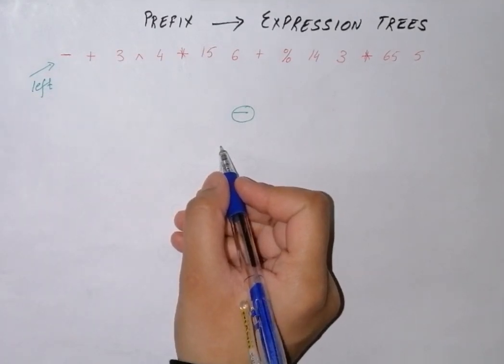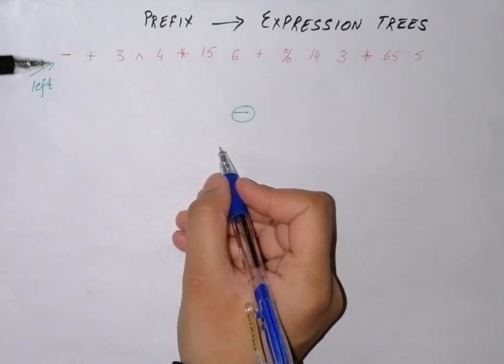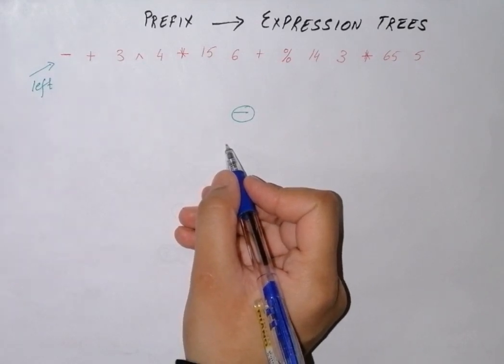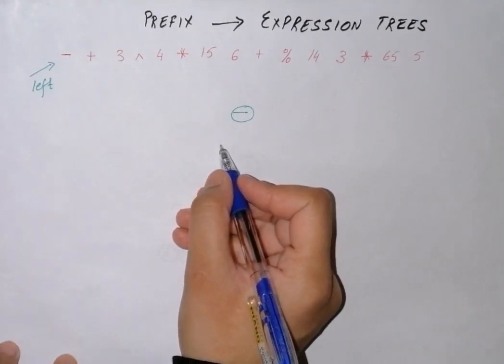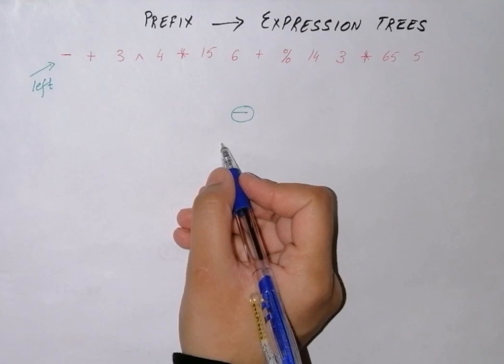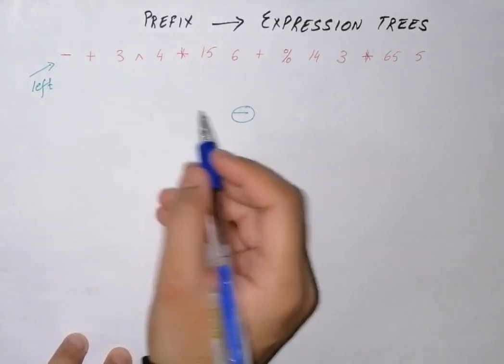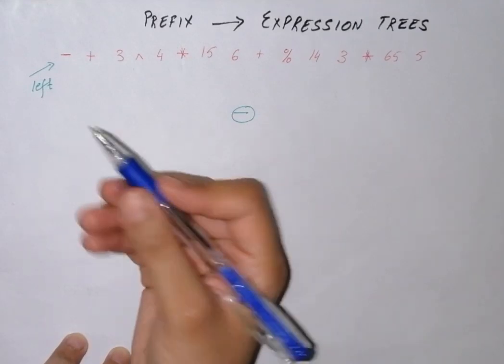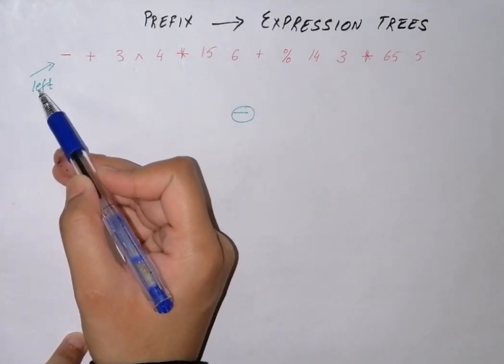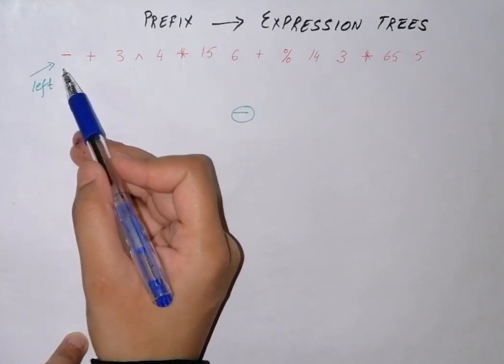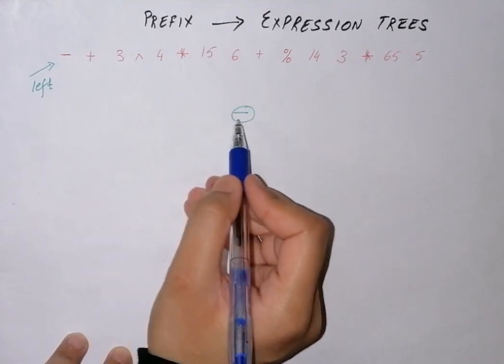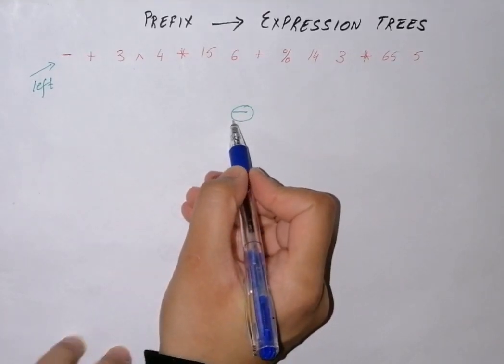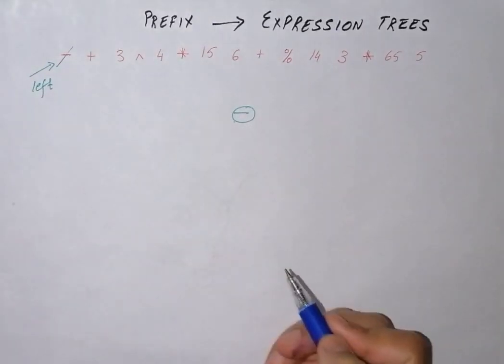We will take one value from this side and insert it here, and again our insertion will be made towards the left side of the tree. How? Okay, I'll go step by step. Let me revise again. Rule number one is we will move towards the left side of the given expression, and the first node will become the root of this expression tree. We have inserted this minus.